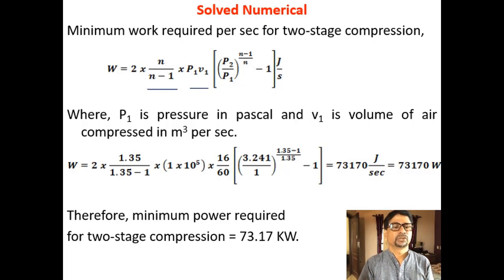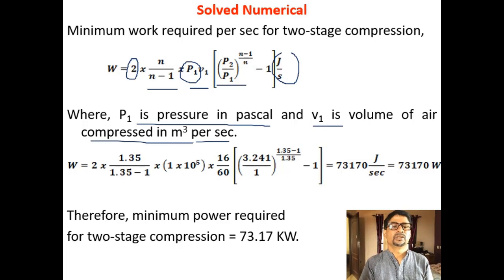So pressure ratio is same for both, so you can take it as P2 by P1. That's what I told in the previous slide. So P2 by P1 is the pressure ratio for the two stage compressor. It's multiplied by 2 because it's 2 into the work done in each stage. Your P should be substituted in Pascal so as to get it in joules per second. So P1 is the pressure in Pascal and V1 is the volume flow rate of air compressed in meter cube per second.